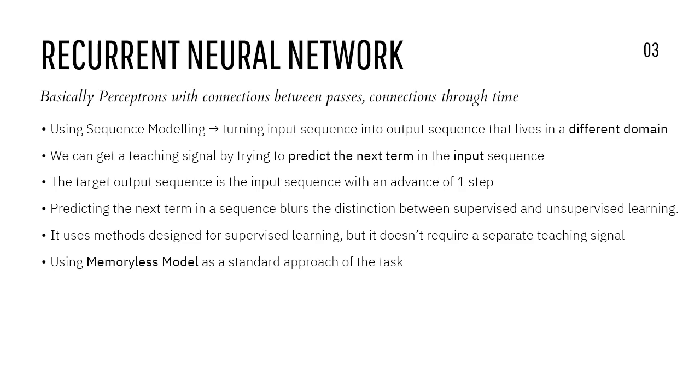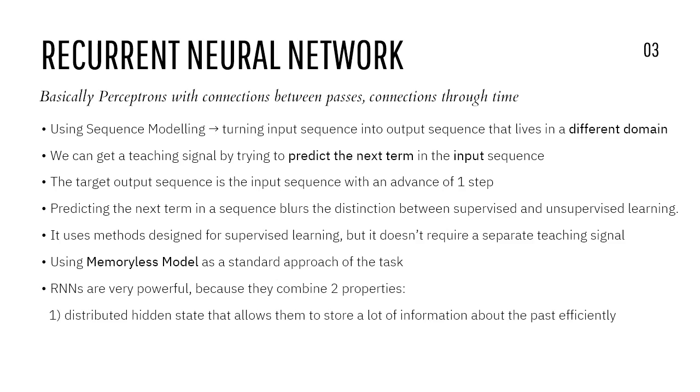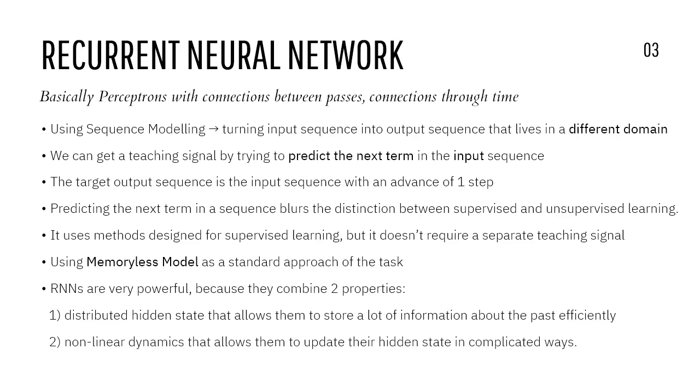It uses a memoryless model as a standard approach to the task, and this is very powerful though, because it combines two properties. The first one is the distributed hidden state that allows them to store a lot of information about the past efficiently. And the second is the nonlinear dynamics that allows them to update their hidden state in complicated ways.